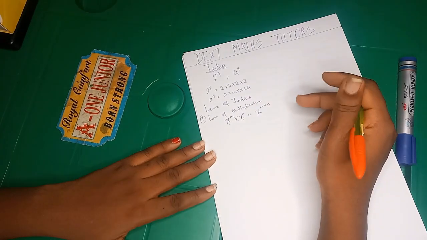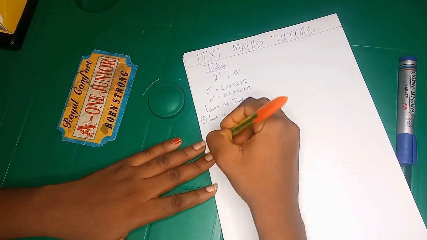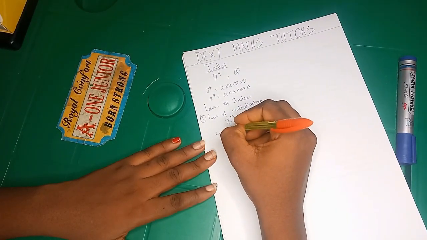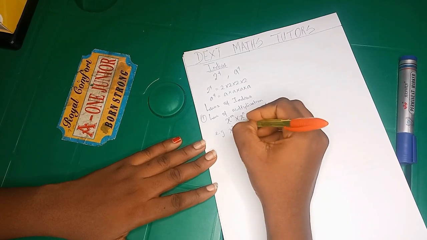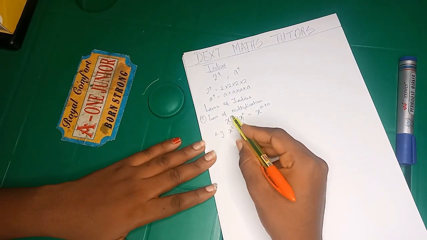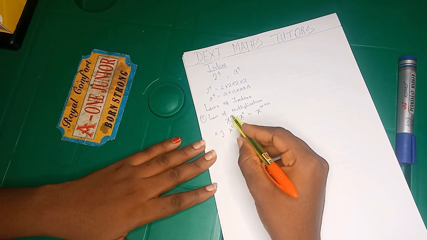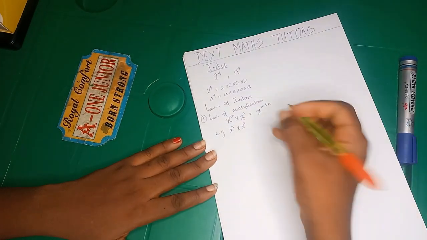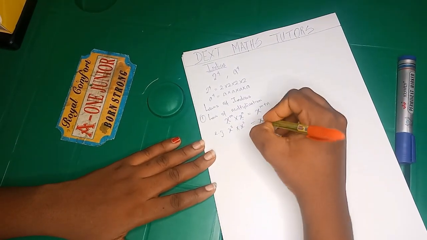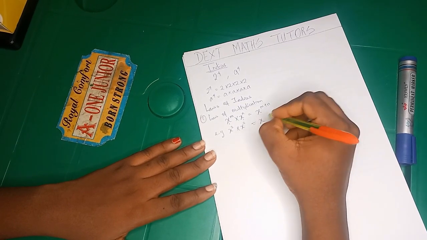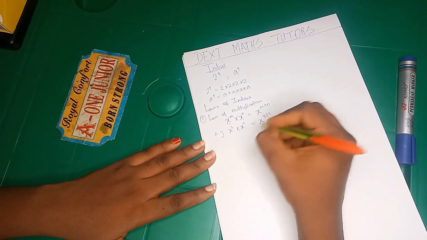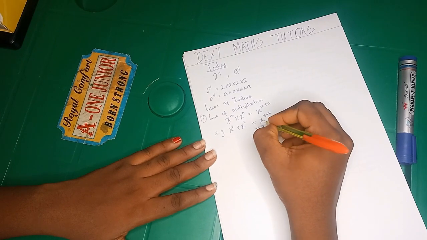That means you add the powers. For example, we have x raised to the power 3. Let's pick a random one. Okay, let's say x raised to the power 2. Do you understand? 3 is representing m, 2 is representing n. So what we basically do is x raised to the power 3 plus 2, and your answer, simply put, is x raised to the power 5.